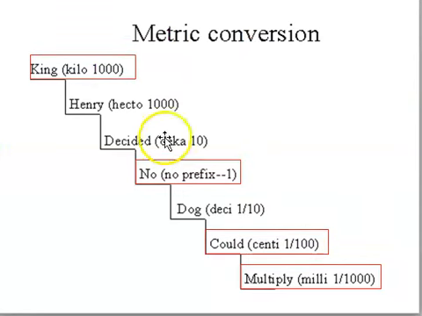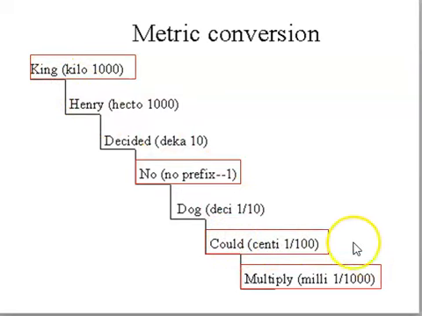All right, so when you convert from one metric unit to another, you can go by multiplying or dividing by 10 to get from one place to another. Or moving the decimal place. If you remember this: King Henry decided no dog could multiply, or King Henry died by drinking chocolate milk. I've heard that one a lot before. You can move up and down this track to get where you want to go.